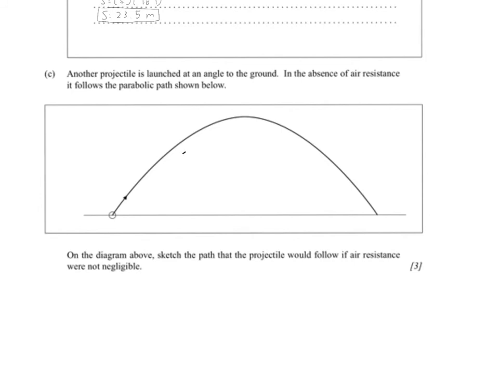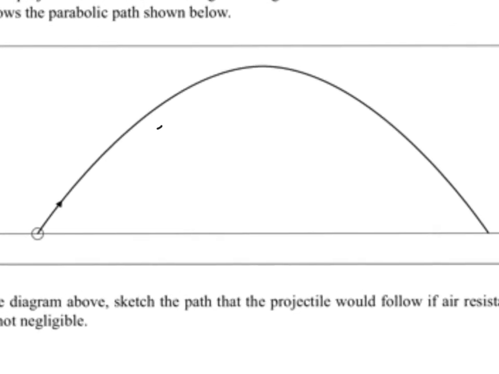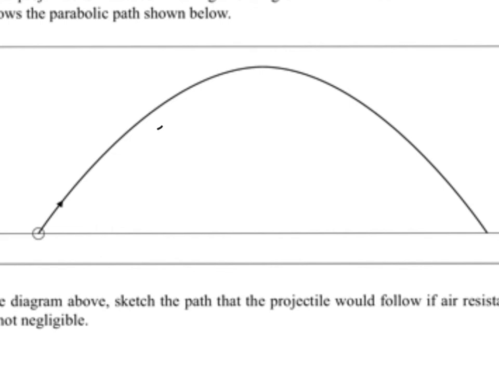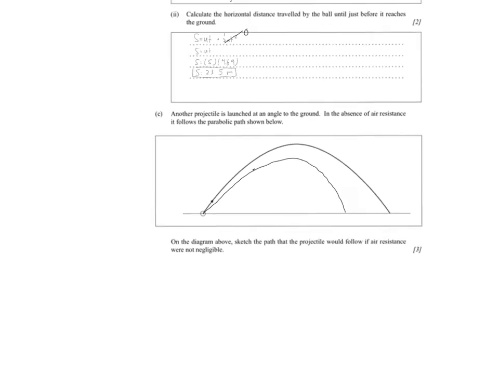So not only will our final height be lower than it would be otherwise, but it's not going to travel an x distance that's as great as it was before. So what this looks like in a graph is it's just going to be lower and lower, and that is it.